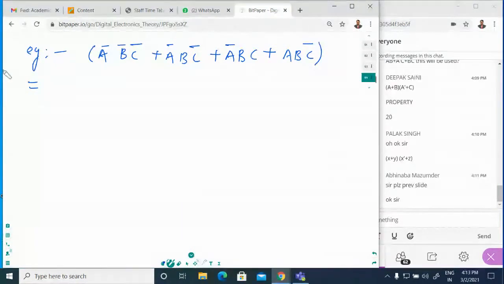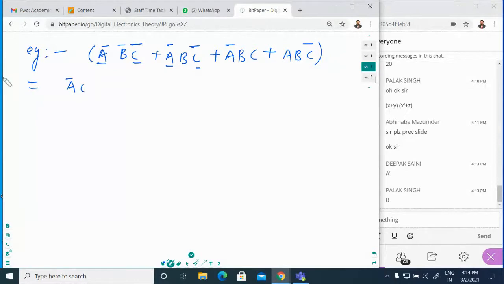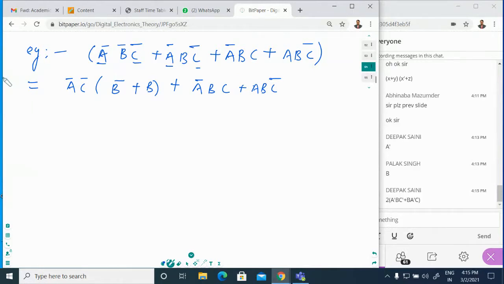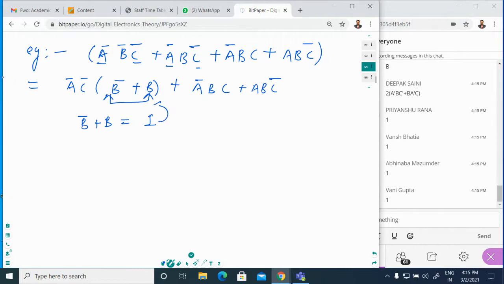You have to solve. So how can you solve it? Quickly give your response. First of all, you have to take the common factor, or you can use the commutative property, or you can also use the distributive property. So quickly take the common value A bar, then C bar. What is the remaining part? B bar plus B. A bar B C, then A B C bar. So what is the output for this? It is equal to 1. So we will put 1 right here.